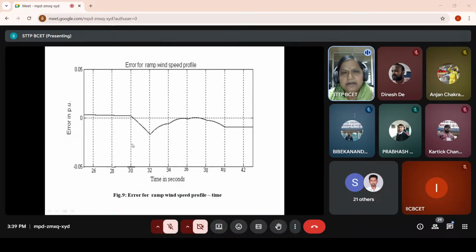Now, the error means the actual wind speed minus the estimated wind speed. If you find the error, this is the error. So the error is again very, very less. Error is again in per unit versus time in seconds.